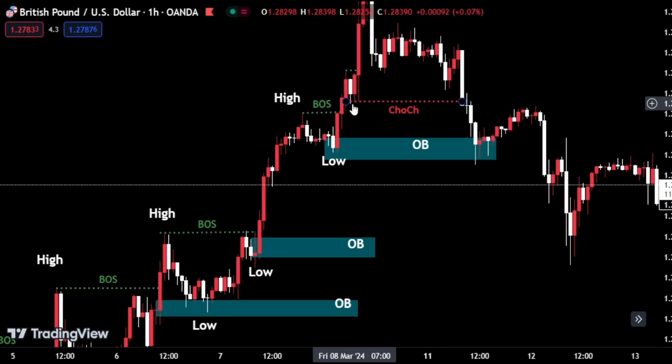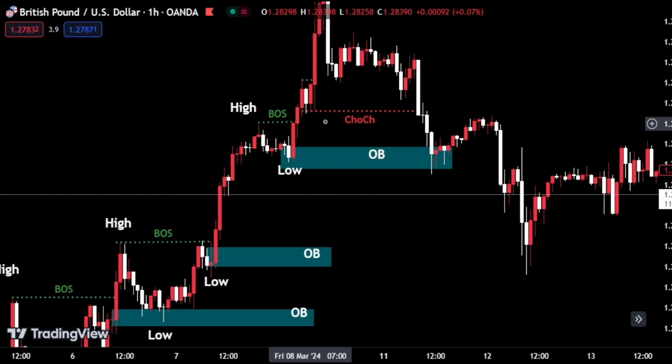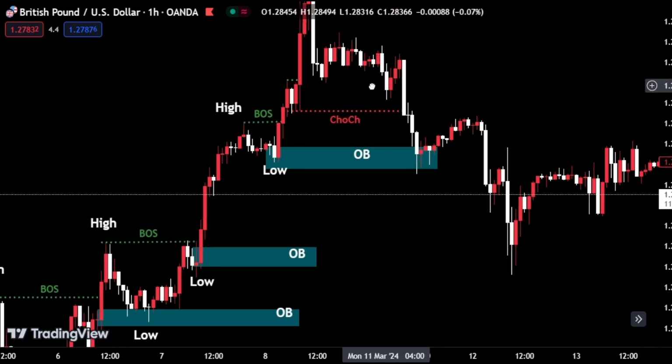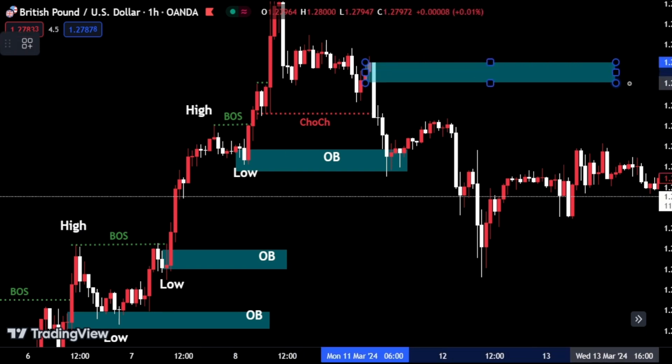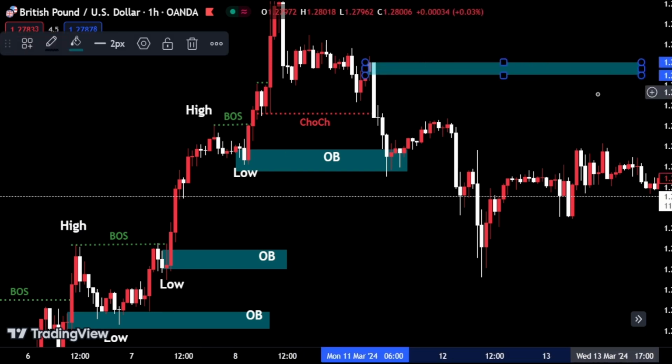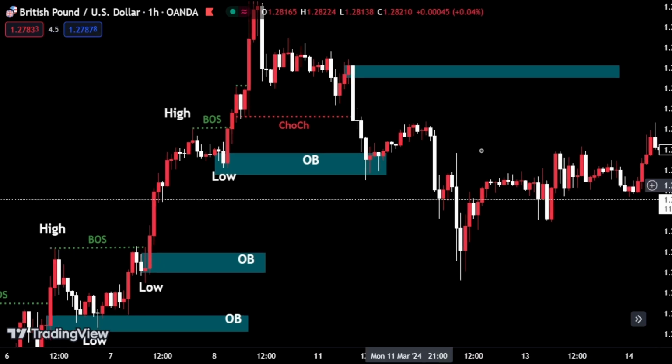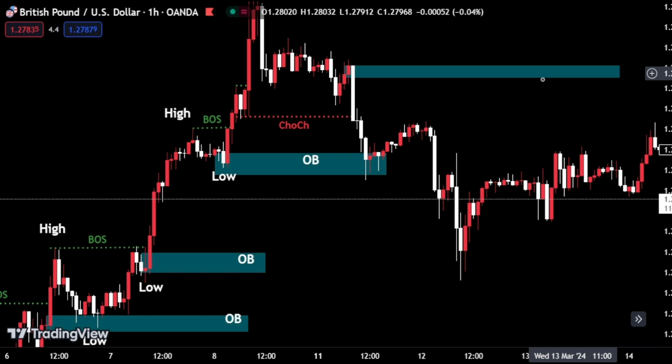Right here, we have what? A change of character. All right. A change of character automatically creates what? A supply zone. All right. We have our supply zone being formed here, which is also an order block. You wait for the market to trade into the supply zone, and then you take your sells. But in this particular case, the market could not trade there.